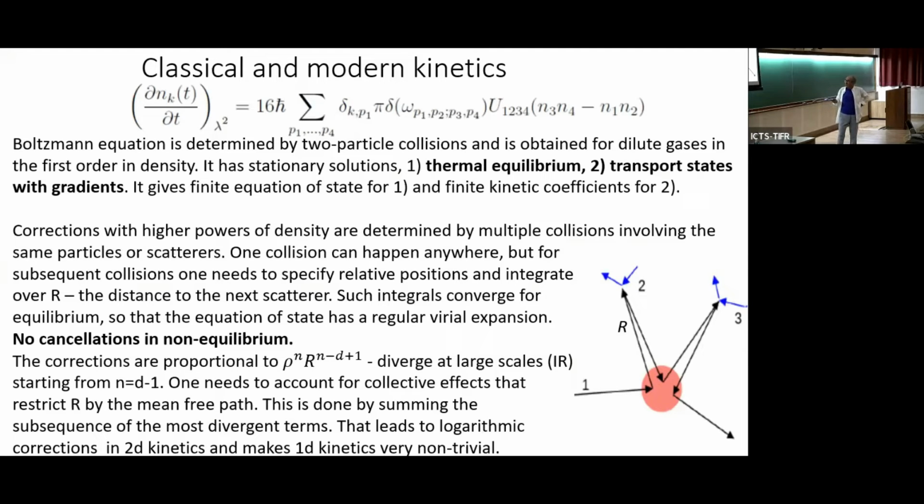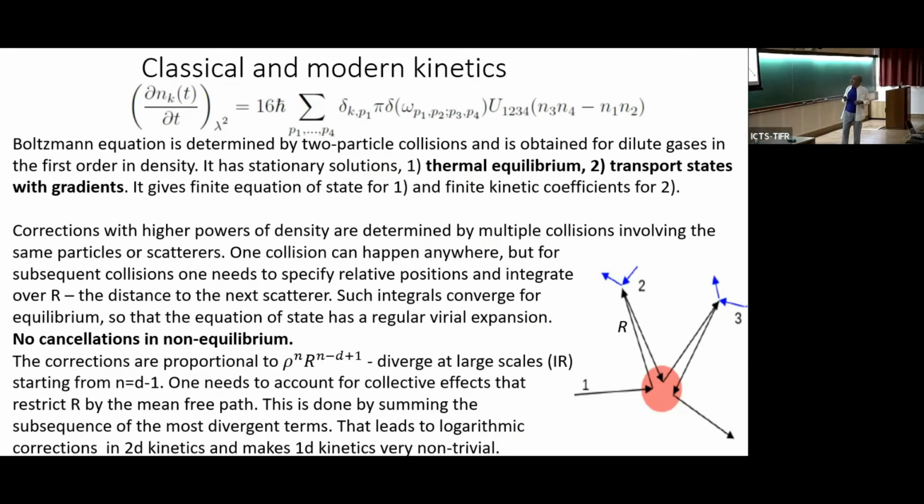And then you realize that starting from n equal to d minus 1, my integral diverges in the infrared, which has physical consequences. There are no one-dimensional kinetics in weakly colliding gases. The particles in one dimension always return to each other, and they interact strongly. In 2D, you find logarithmic divergences, and 2D is very non-trivial. Starting from 3D, your corrections are truly small, but these divergences tell you that they are non-analytic.